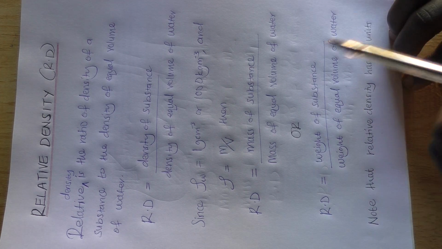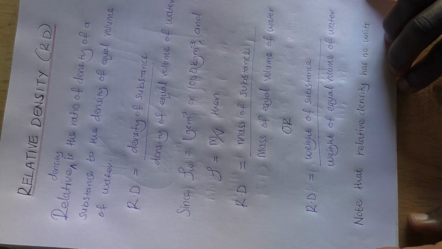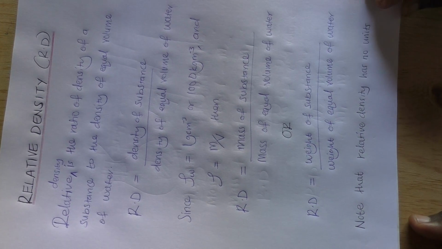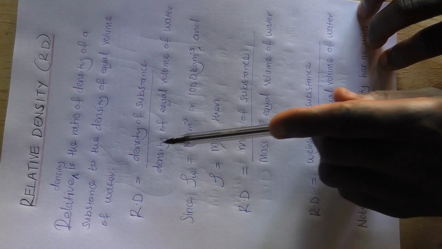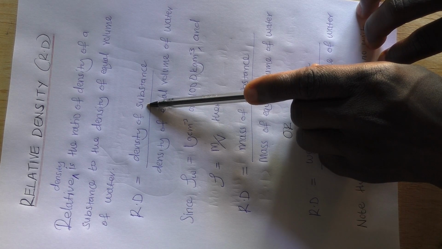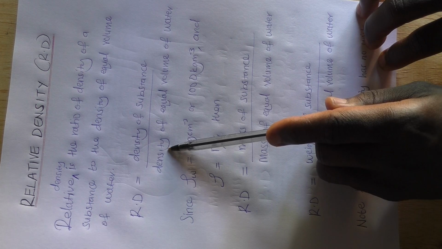Today we shall be looking at relative density. The relative density is defined as the ratio of the density of a substance to the density of equal volume of water. And from that definition, we shall have the formula for relative density as the density of a substance over density of equal volume of water.